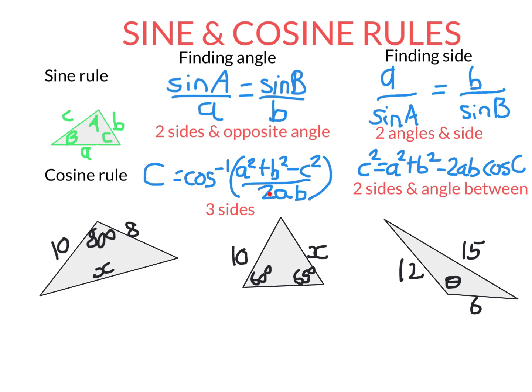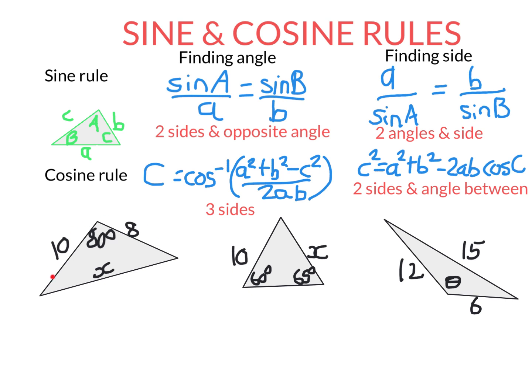In red here, it tells you when to use these rules. For example, let's say you want to find an angle. If you're given 3 sides, you have to use the cosine rule. If you're given 2 sides and the opposite angle, you use the sine rule. So we use these rules at different times, and that's why we need to learn both. Let's look at an example.